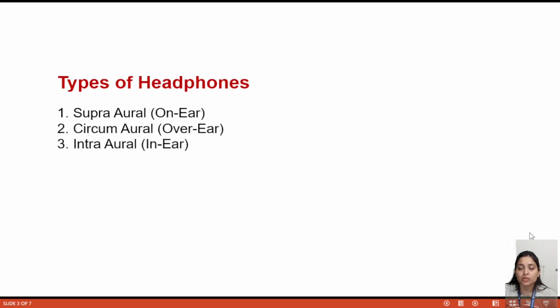Now, what are the different types of headphones? Mainly supraaural, which is also called on-ear headphone. Why it is called on-ear, I will describe. Then circumaural, which is over-ear, and intraaural. These are mainly the three different types of headphones you have to learn, because these are mostly important.